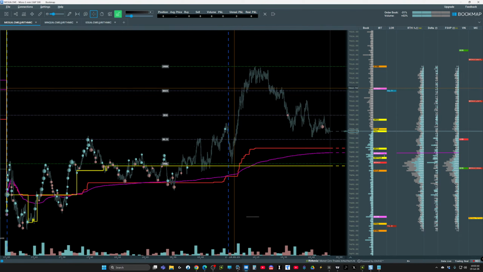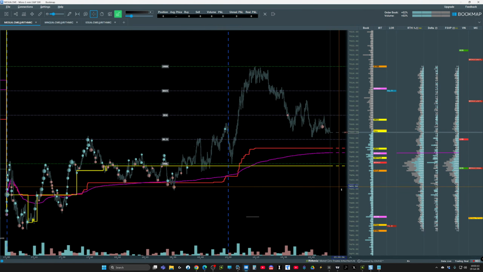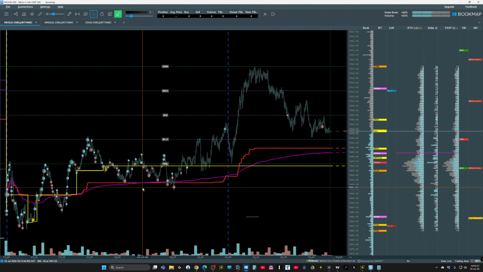I could also make a big mistake by accidentally clicking in this active data column and putting a trade in. I don't mean to, but it happens now and then.